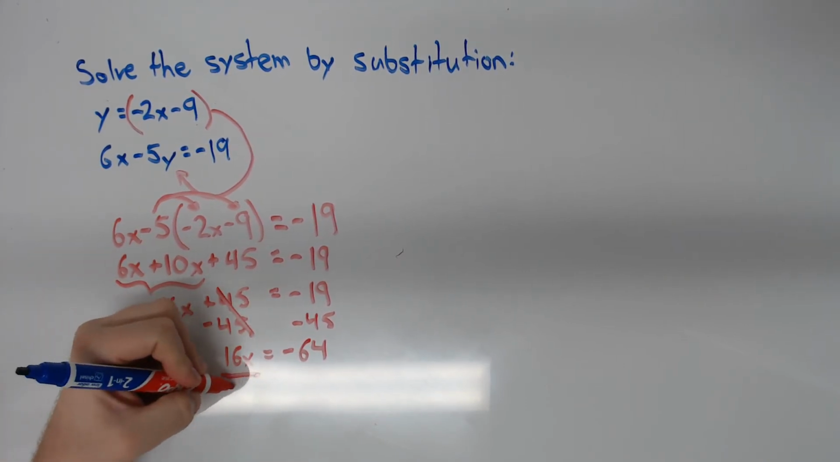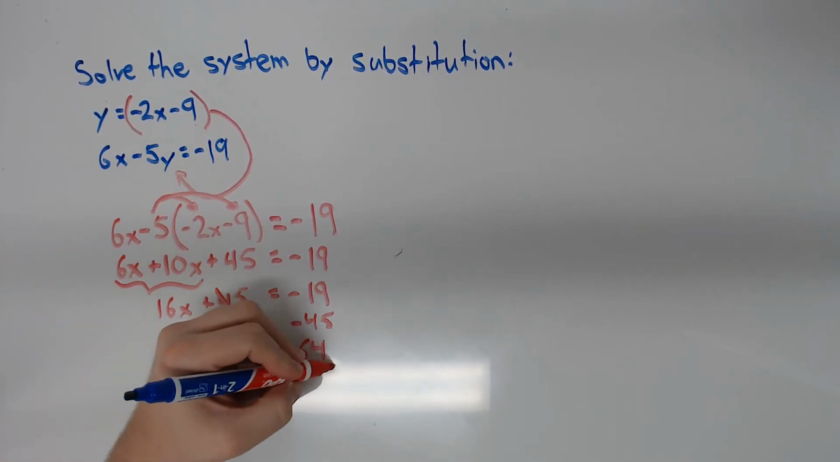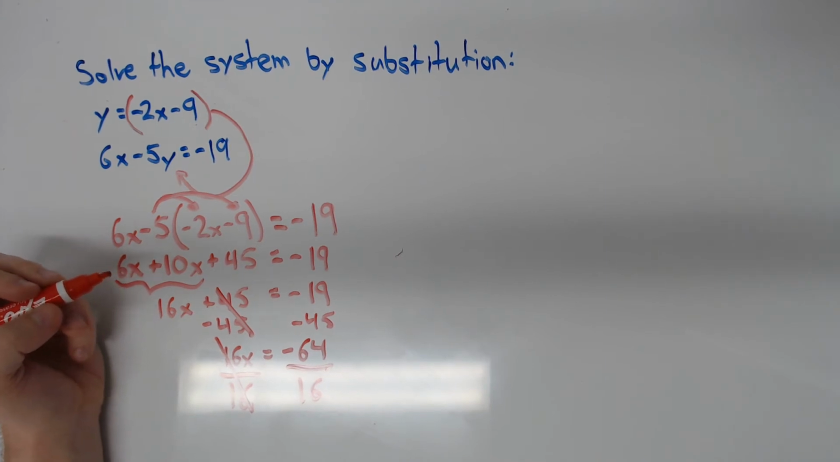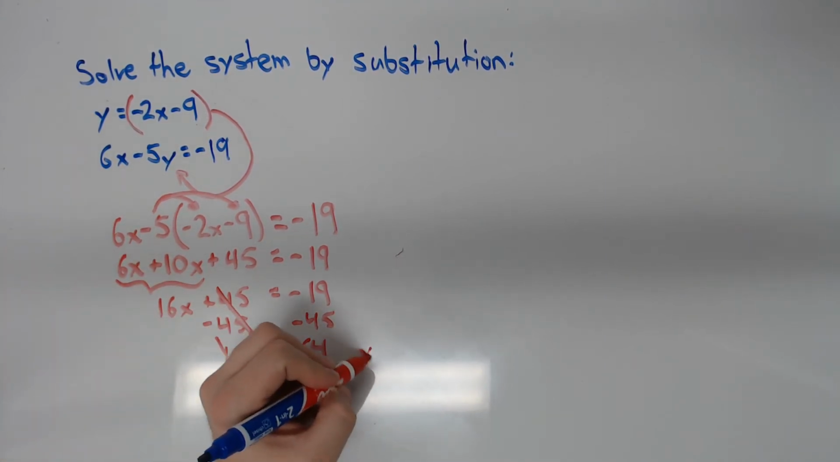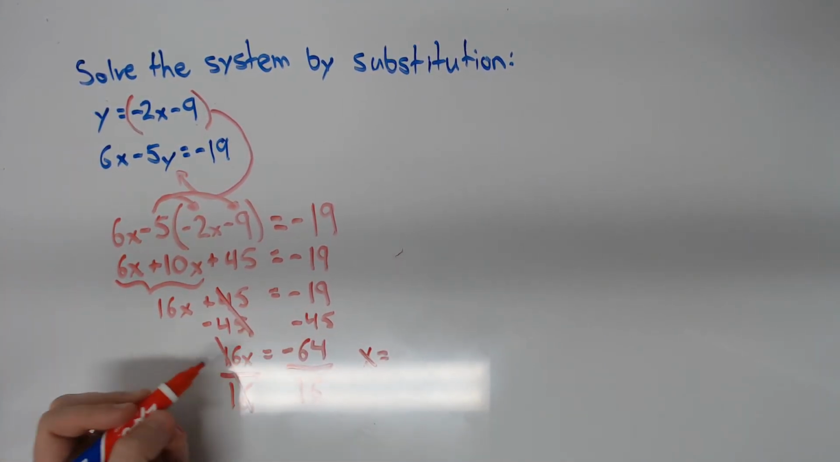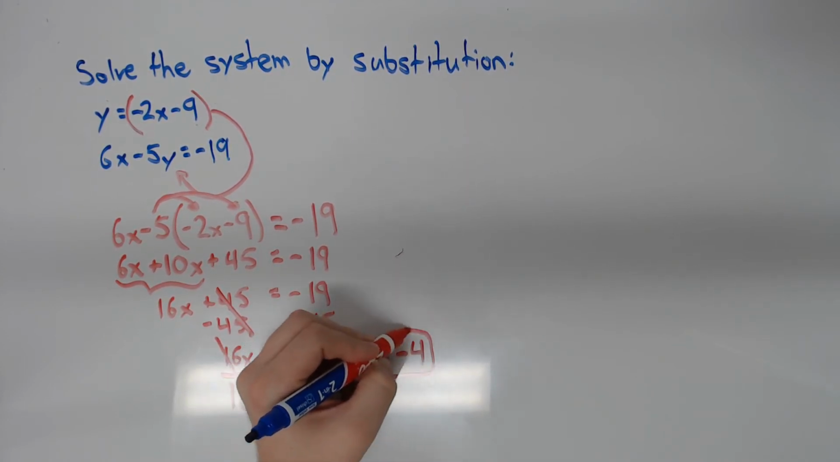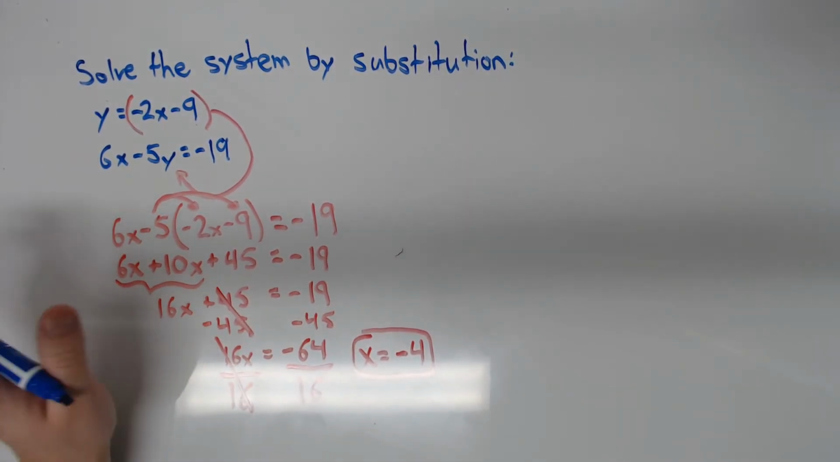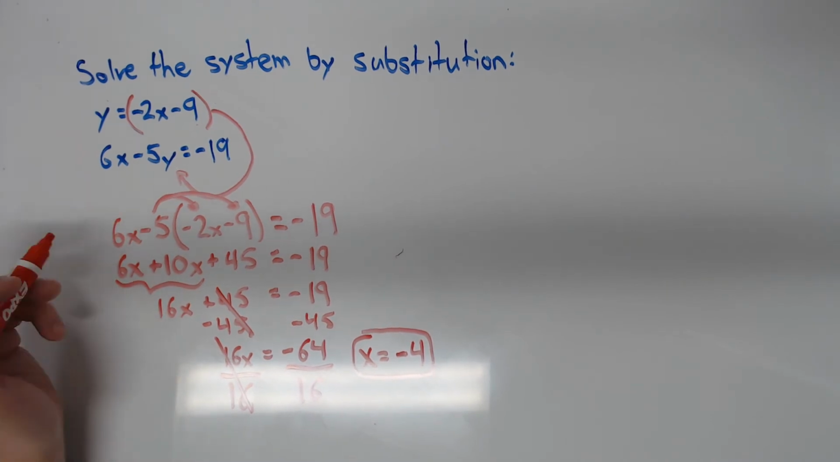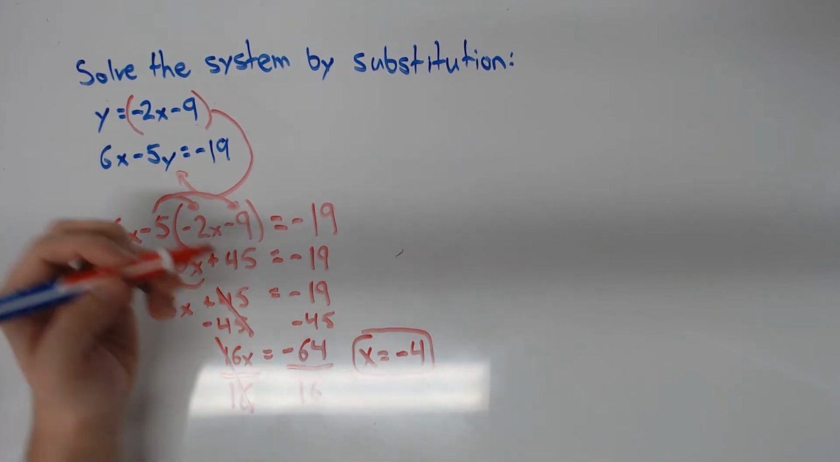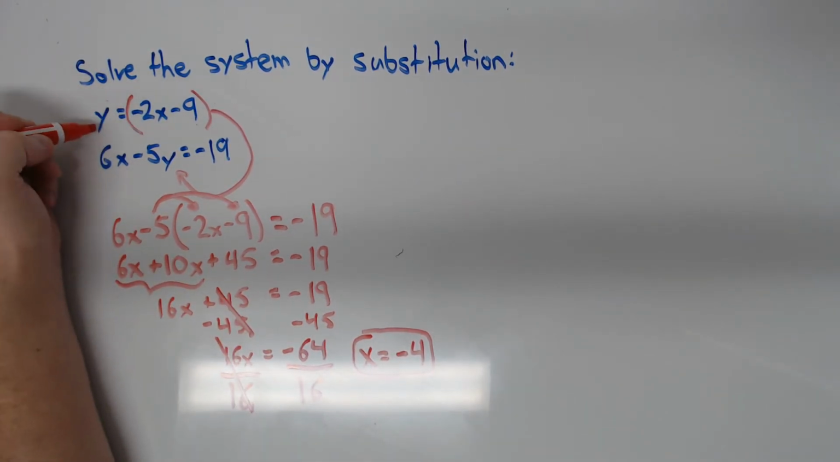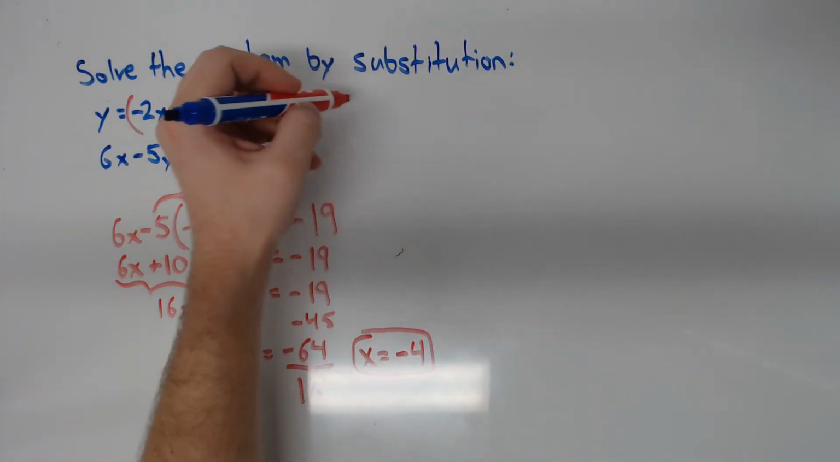Divide by 16. I know I'm starting to get into the glare area now. It's my last step. X equals -64 divided by 16 is -4. Okay, now I'm not done. That's just one of my answers. Remember, a solution is an ordered pair. So what I do is I take that -4 and I plug it back into one of my original equations.